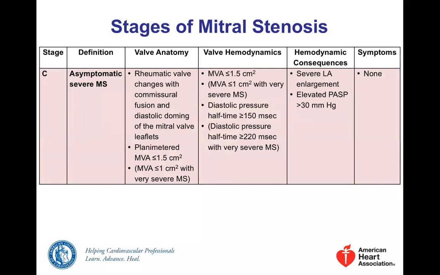Stage C is asymptomatic severe mitral stenosis. We will have rheumatic valve anatomy changes with commissure fusion and diastolic doming of the mitral valve leaflet. There will also be mitral valve area less than 1.5, or it can be less than 1 centimeter in very severe MS. The hemodynamics will be, as I mentioned, mitral valve area 1.5, diastolic pressure half time more than 150, or in severe MS it would be 220. There will be no symptoms, but there are some hemodynamic consequences, which are severe LA enlargement and elevated pulmonary pressure more than 30.